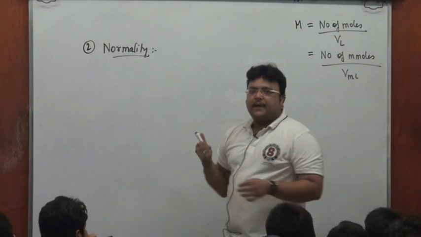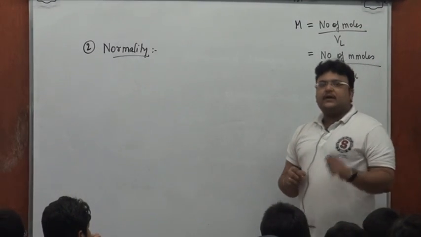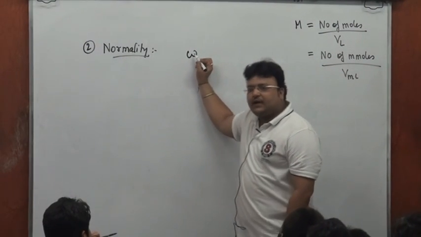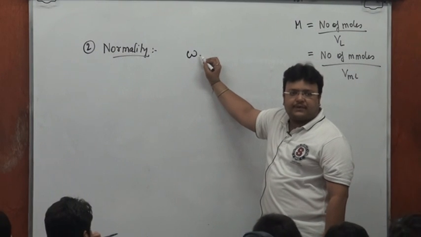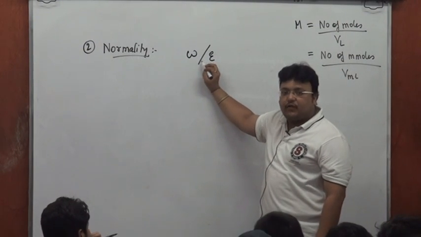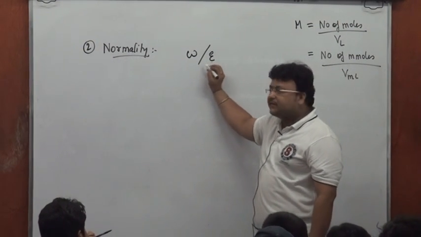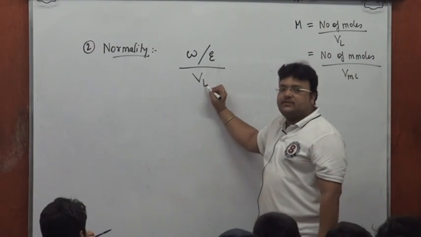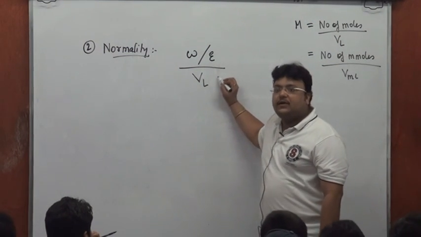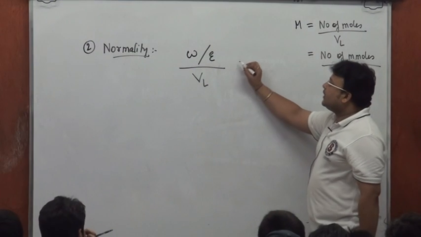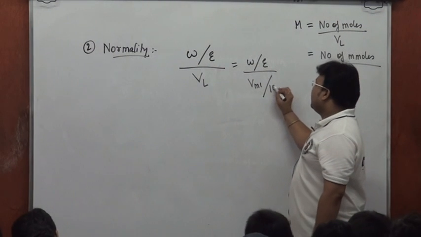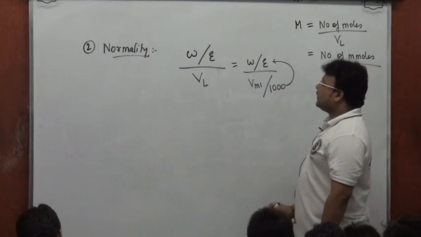And normality being number of equivalents per liter, yet again if you're dissolving W grams of solute and forming V liters of the solution, and you're dissolving W grams of something whose equivalent weight is capital E, now W by E will give you number of equivalents. This in V liters of the solution, so upon V, will be number of equivalents per liter. Yes or no? Yes, and yet again we face the same situation where if the volume is given in ml almost every time, you'll want to divide by 1000 and this going in the numerator.